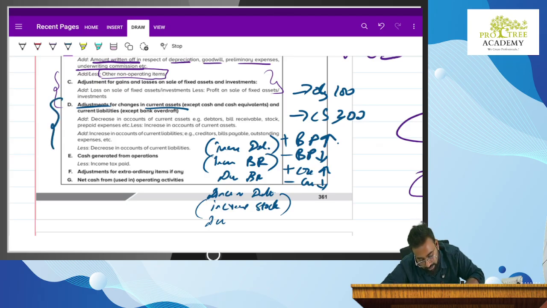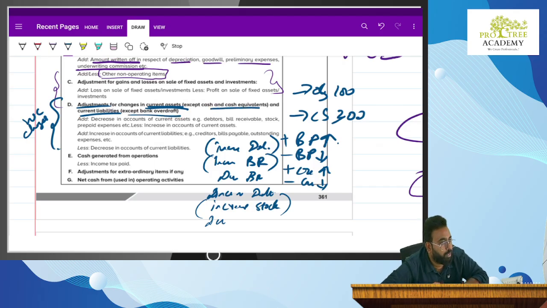So this adjustment, changes in current assets and current liabilities, is nothing but working capital changes. It will not include cash and cash equivalents and bank overdraft. Why? I already told you, at the end we will add all the cash and cash equivalents, correct or no?